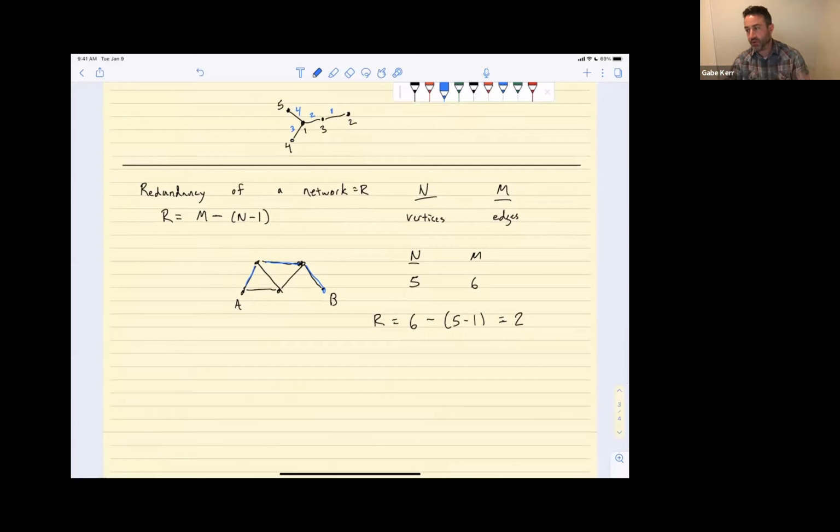So you have different paths between two single vertices. Whereas with a tree, let me ask people this: what is the redundancy of a tree?